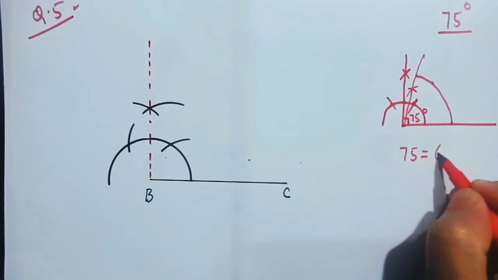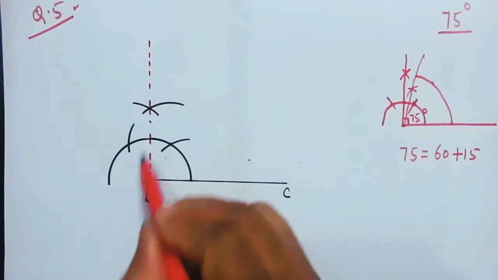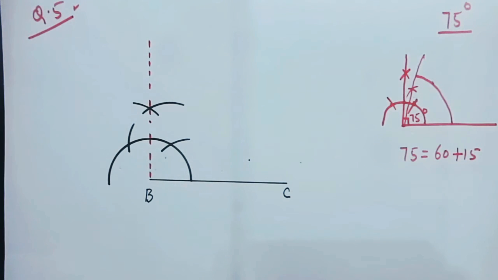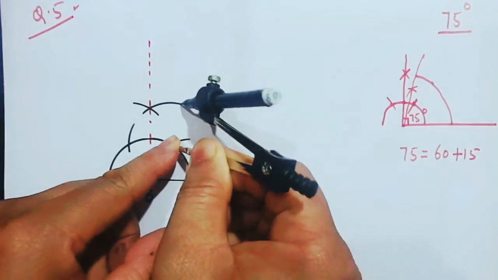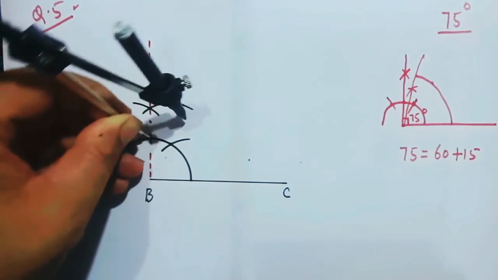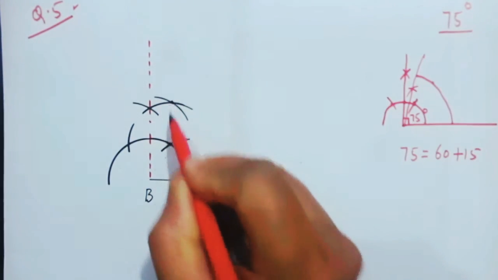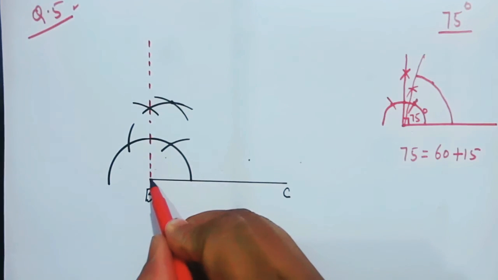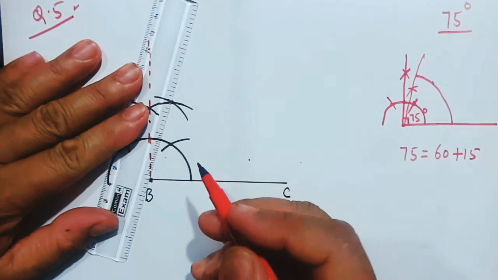equal to 60 plus 15. That is why I have to divide this 30 degree. So let me divide this 30 degree. How? I'll again put the pointer over here, draw an arc, and then again I'll put the pointer over here and draw another arc in order to get a point, isn't it? Which if we join with the point B, then we will get exactly 75 degree.